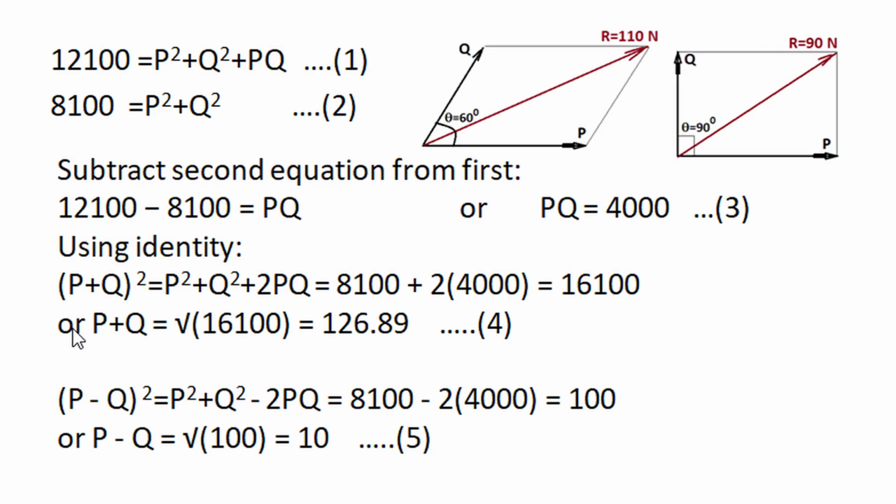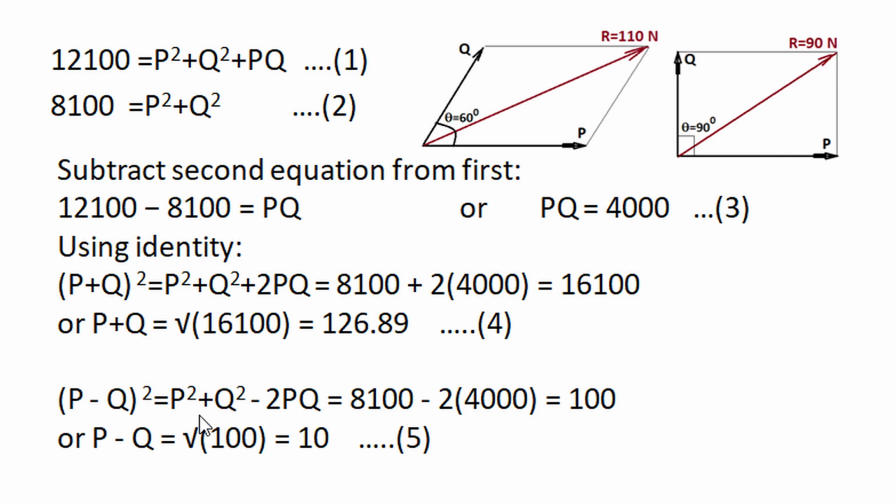Now we can use two identities. One is p plus q whole square and the second is p minus q whole square. P plus q whole square is p square plus q square plus 2pq, and p minus q whole square is p square plus q square minus 2pq. We know the value of p square plus q square as 8100 and pq as 4000. So when we find p plus q whole square, it is p square plus q square, 8100, and 2pq is 2 times 4000, 8000, and the sum 16100 is p plus q whole square. When we take the square root of 16100, we get the value of p plus q as 126.89.